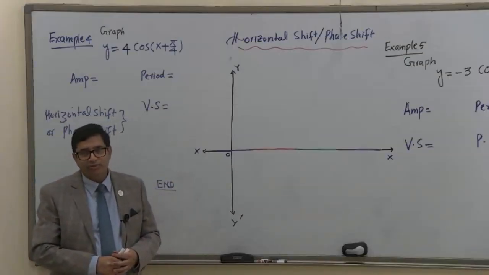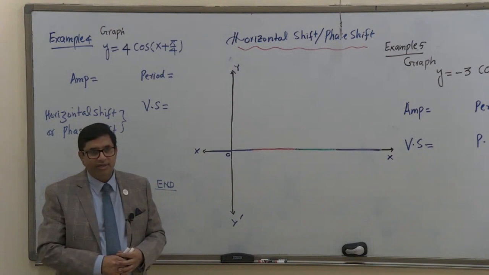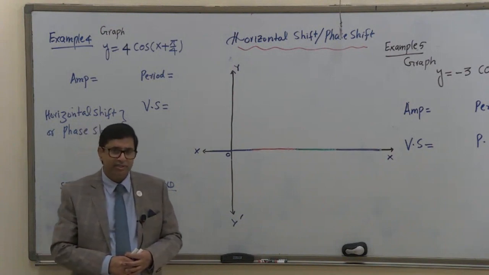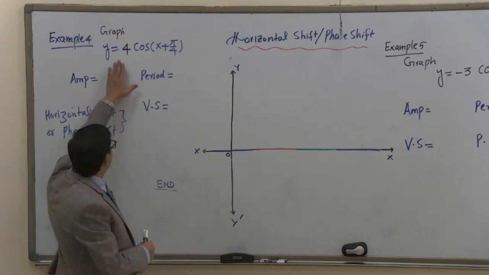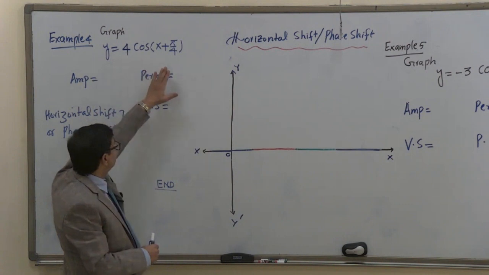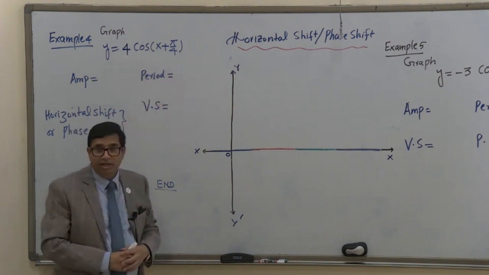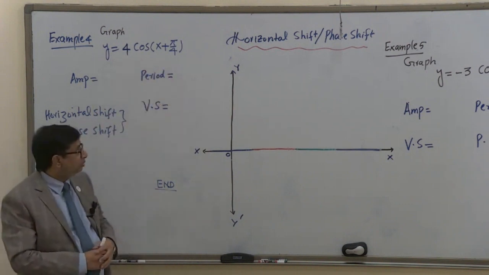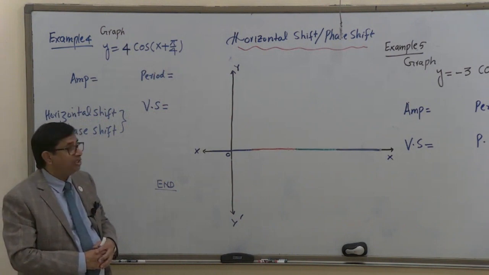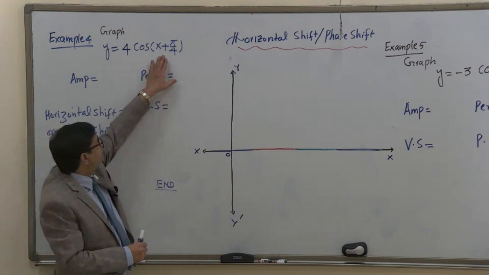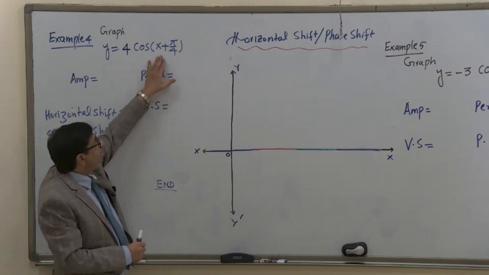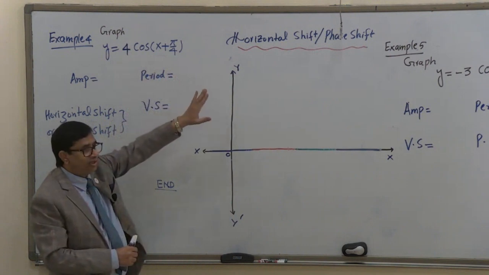In this video, we are going to learn the graph of the cosine function at an advanced level. In this question, we have y equals cosine of x plus pi over 4. We are using horizontal shift and phase shift because there is a change in the variable x. When there is a change in the variable x, there is a horizontal shift or phase shift.